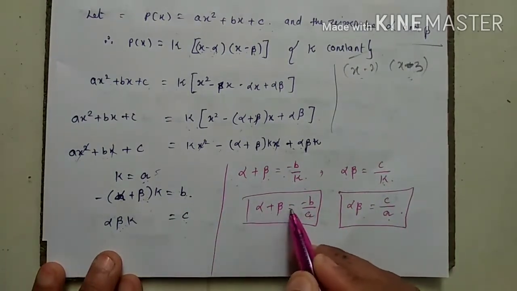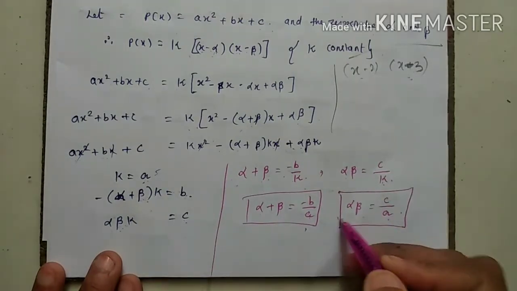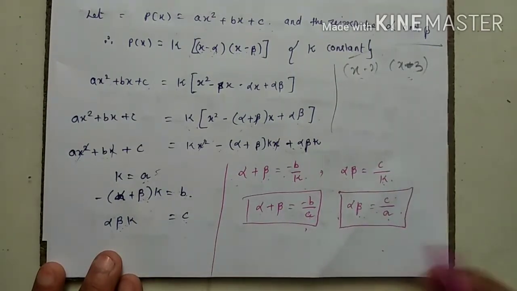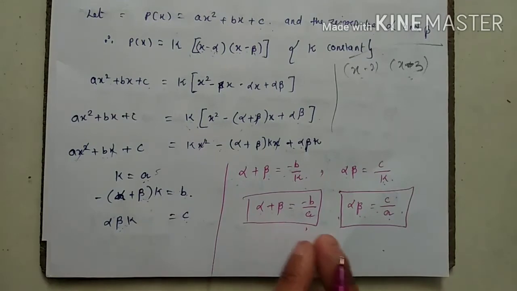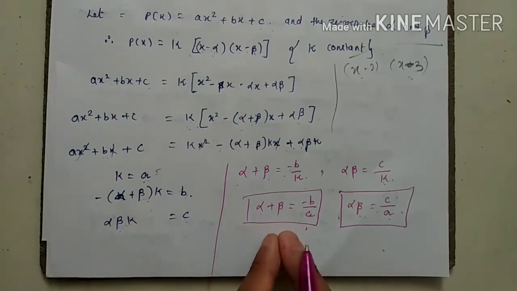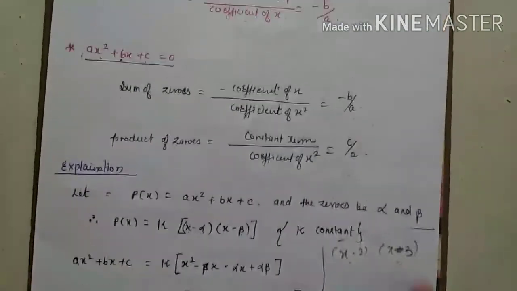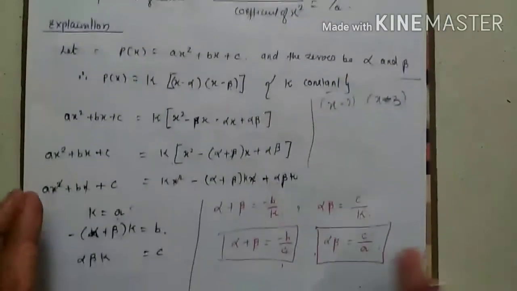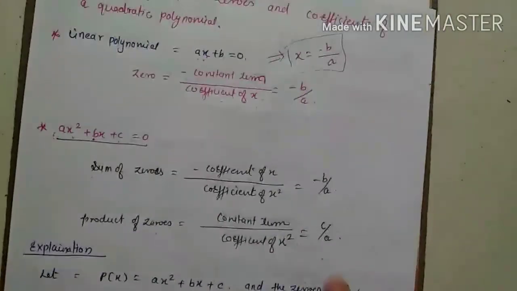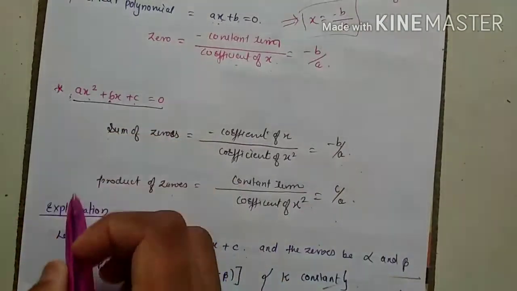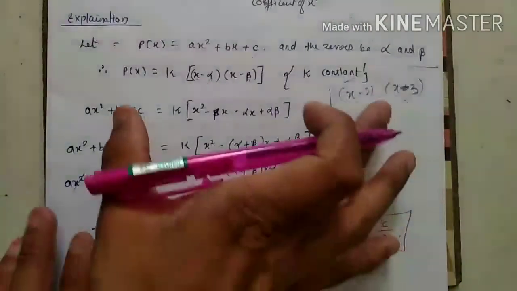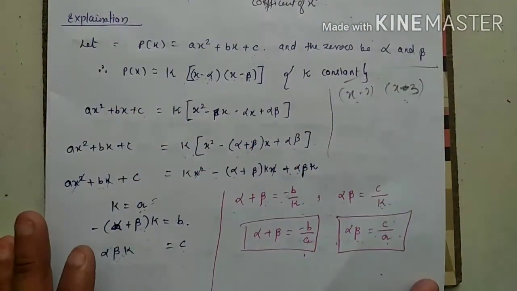So alpha plus beta equals minus b upon a. Alpha into beta equals c upon a. You can understand these two terms. Alpha plus beta, sum of zeros, equals minus b upon a. Product of zeros equals c upon a. So I have derived the formula and I have given the explanation of how this formula is arrived.